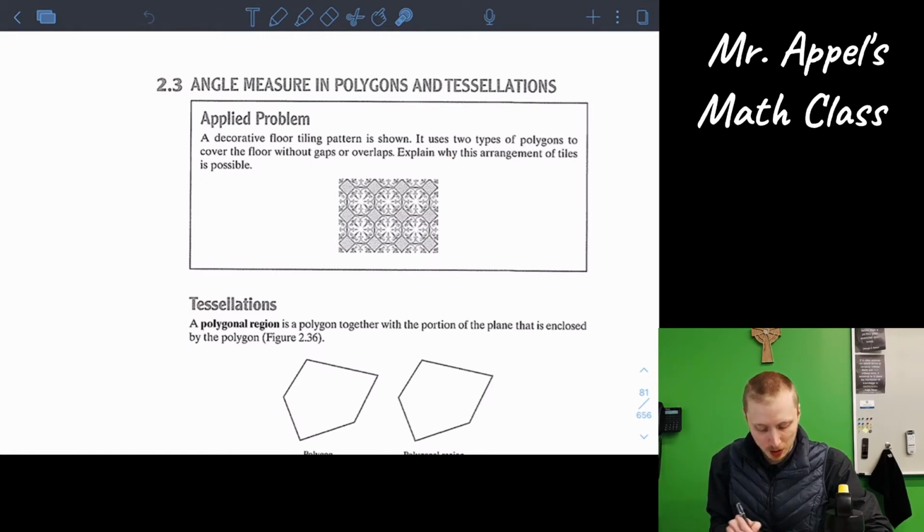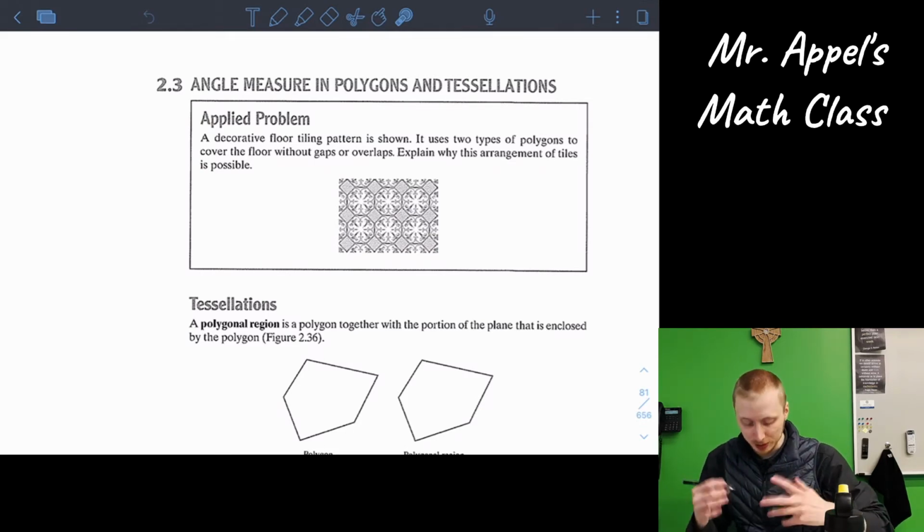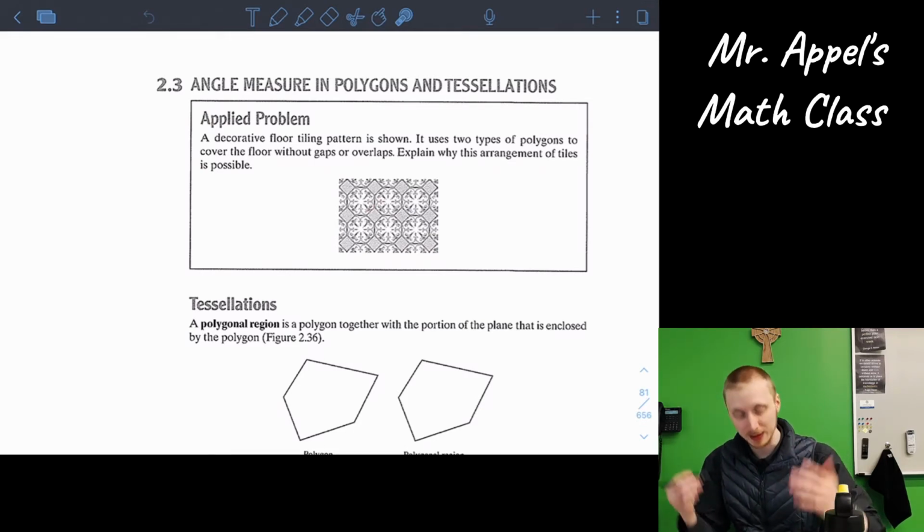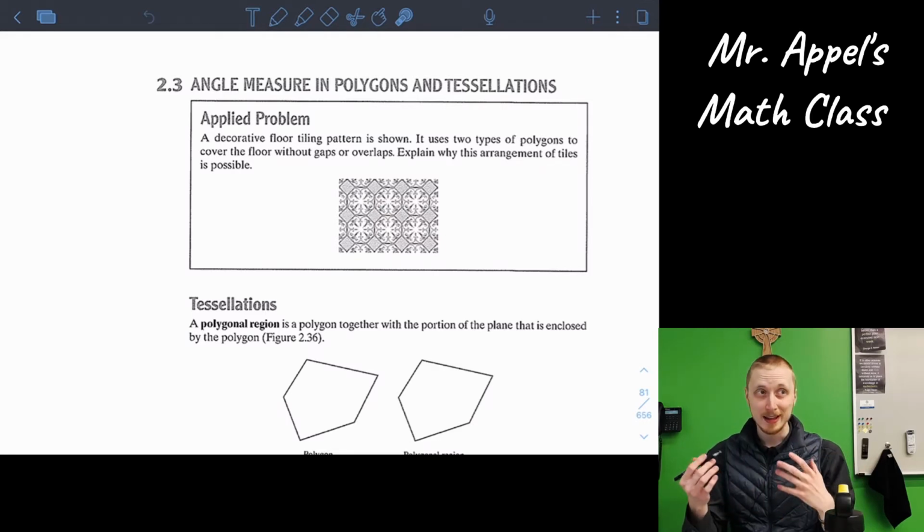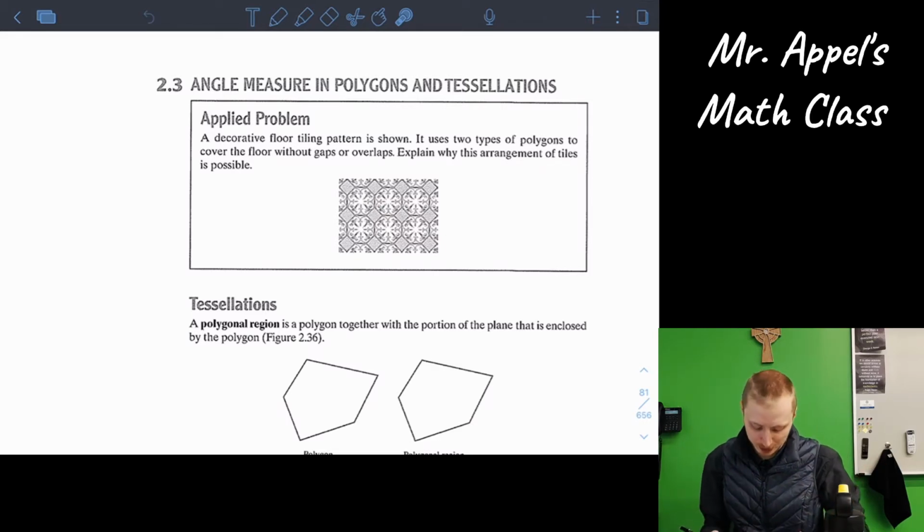So they want to know geometrically, how come you can do this? What is so special about these shapes that they are able to come together and allow you to have no gaps or overlaps? That's the question. And a little hint there, the answer is in the title. But we'll get to that in a moment.